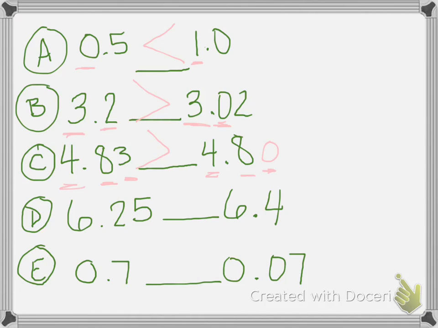D is 6 and 25/100 and 6 and 4/10. So we look at the ones, they're both 6. We look at the tenths, we have 2 and 4. 4 is greater than 2, so it's less than.